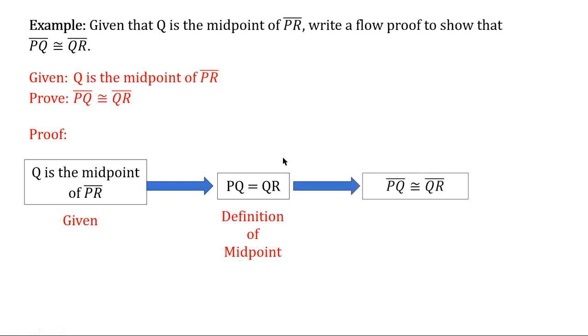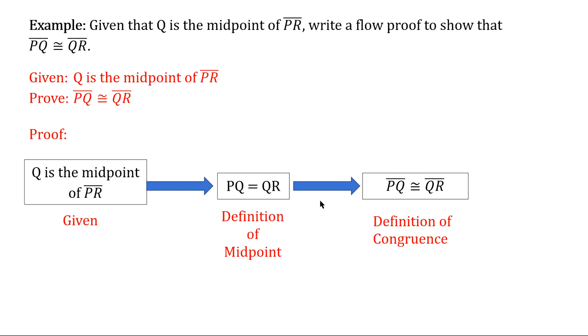Our next box is segment PQ is congruent to segment QR, because we know from the definition of a midpoint that these two measurements have to equal. Well, we know if two measurements of line segments equal, then the segments have to be congruent. So your answer and your reason there is the definition of congruence. And we've done the first geometry proof in the class. Does that make sense?